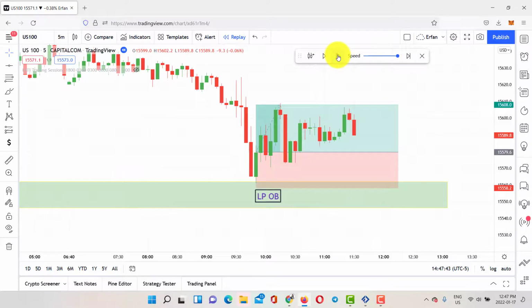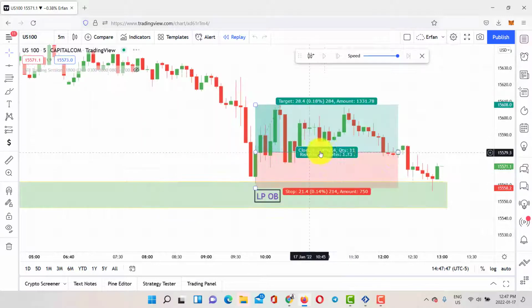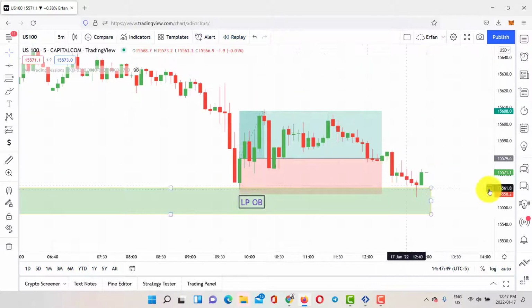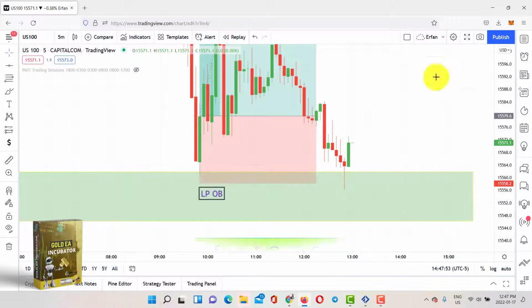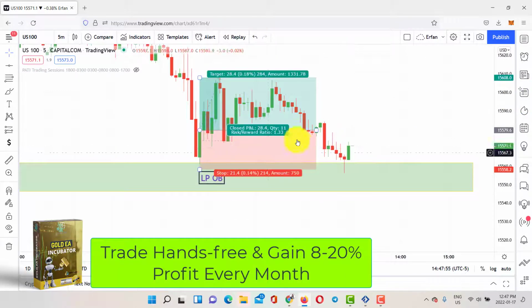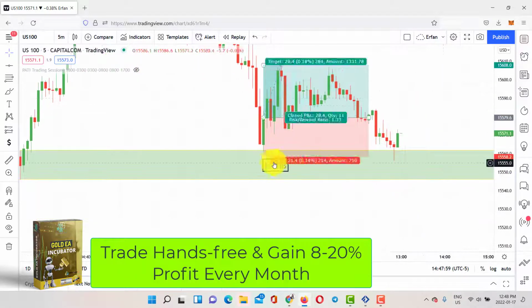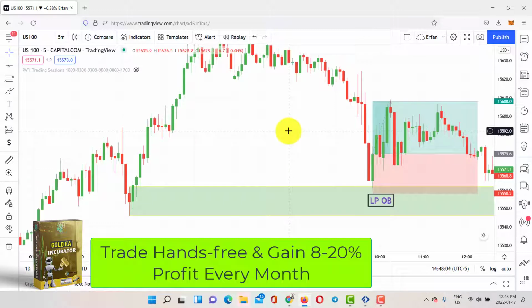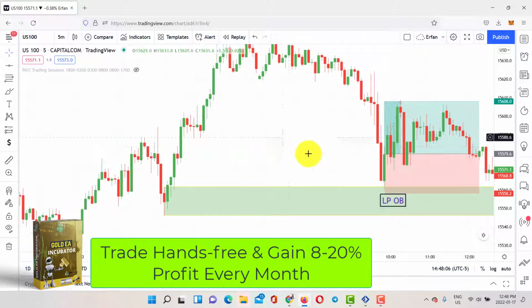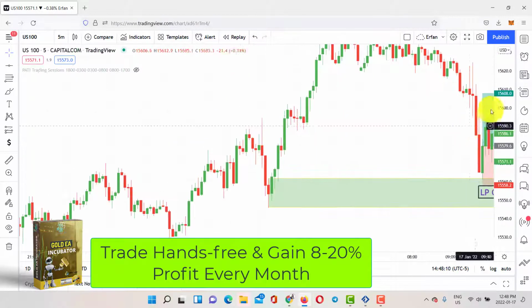Super easy. And if I wanted to keep playing it, I can't use my replay mode anymore, because this is what's happening right now. But it took a profitable trade. 1-to-1, absolutely enough. A low probability order block, and this is exactly what happened. So that is why high probability order blocks don't work every single time. This is the first example I wanted to show you.